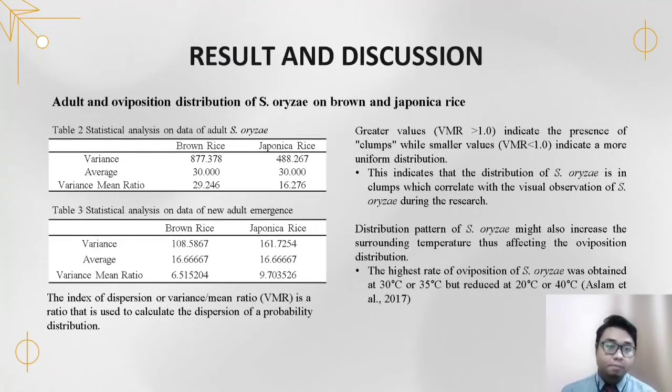which correlates with the visual observation of S. oryzae during the research. The distribution pattern of S. oryzae might also be affected by the surrounding temperature, thus affecting the oviposition distribution, as the highest rate of oviposition of S. oryzae was obtained at 30 to 35 degrees Celsius, but reduced at 20 degrees Celsius or 40 degrees Celsius.